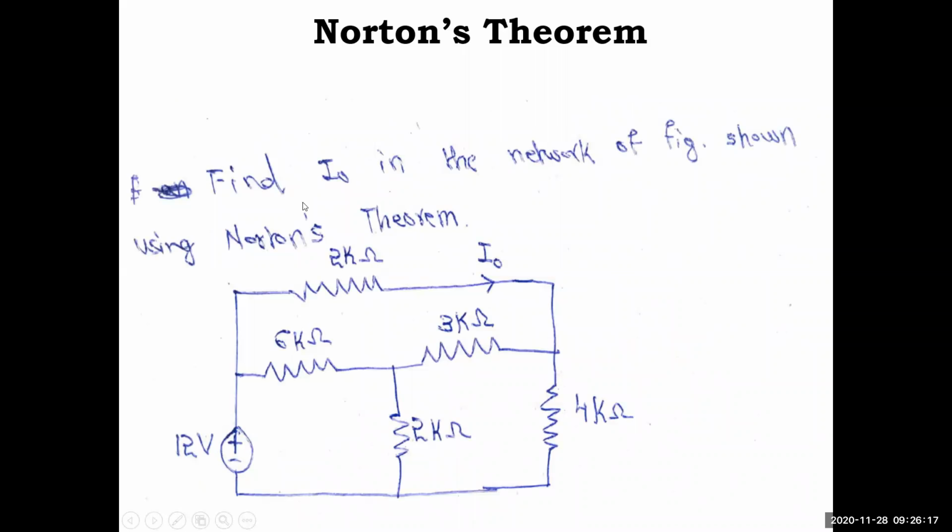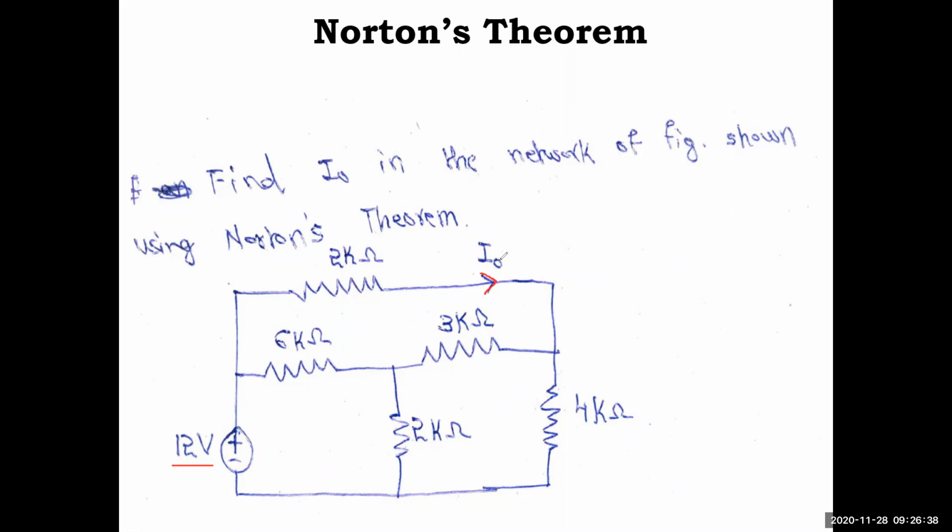Note down this question. Find I naught in the network of figure shown using Norton's theorem. First, you have to identify the load here. You have 2 kilo ohm, 6 kilo ohm, 3 kilo ohm, 2 kilo ohm, and 4 kilo ohm, and one independent voltage source, 12 volt. You have to find I naught in this branch, that is the 2 kilo ohm branch.